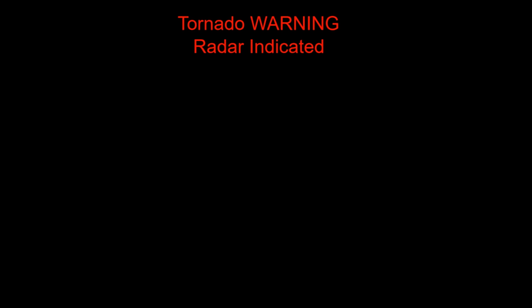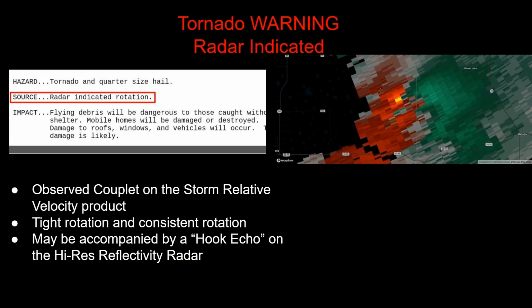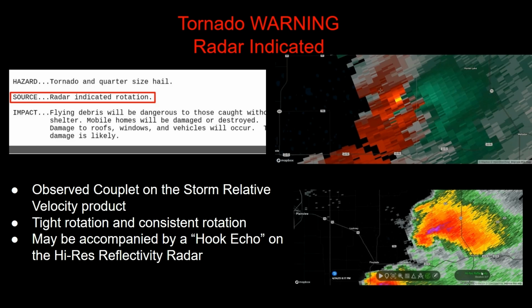A tornado warning radar indicated will be issued if the National Weather Service has observed tight couplets and rotation on the storm relative velocity radar. Now, just because it has been issued does not necessarily mean there is a tornado on the ground or that there's even a funnel cloud. But regardless, you should treat the warning the same as if there were a tornado on the ground and heed the directions of the NWS and emergency management. On the radar, this may also be accompanied by a hook echo on the reflectivity radar.